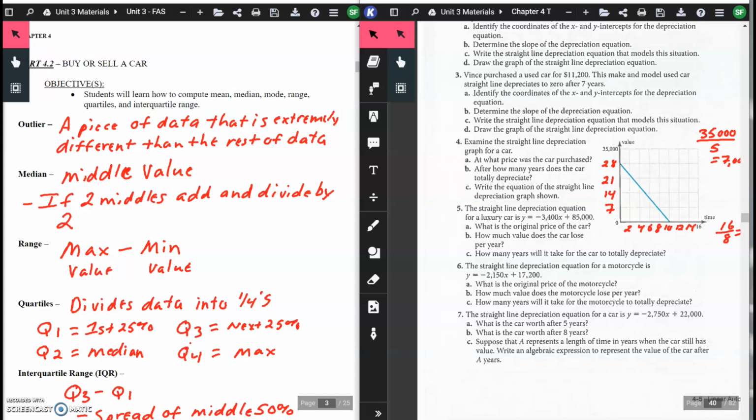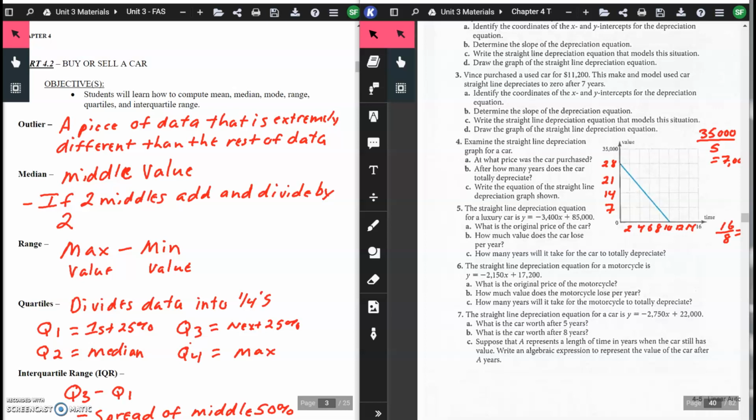All right, section 4.2 is buying or selling a car, and we're going to look at some probability definitions and data. We have a few definitions here. We have an outlier. This is a piece of data that is extremely different than the rest of the data. So it's kind of like either way less or way more. We have a median. This is your middle value. If you have two middle numbers, you add those and divide by 2. Range. This is your max value minus your minimum value.